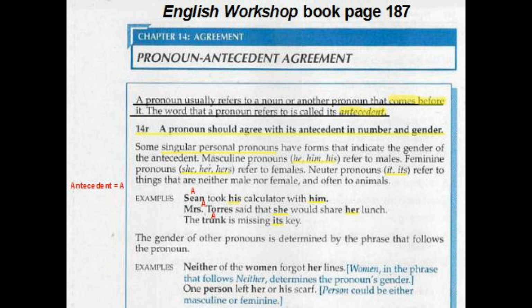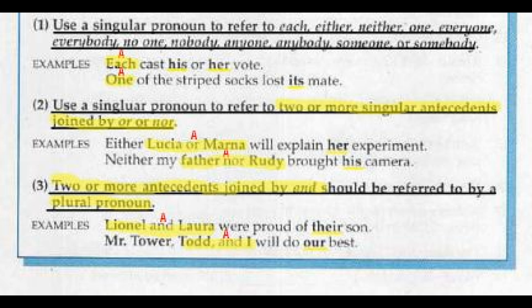Okay? I need you to underline rule number 1. Use a singular pronoun to refer to each, either, neither, one, everybody, no one, nobody, anyone, anybody, someone, somebody. Now, an easy way to remember that those words are all singular is that body represents one body. One represents one, and so anytime you see words that end in body or one, you know it's a singular pronoun. Okay, the others, each, either, neither, you just have to memorize those. So now that you have that underlined, let's look at the examples below.